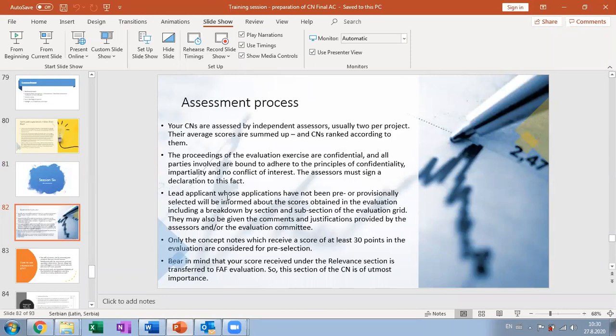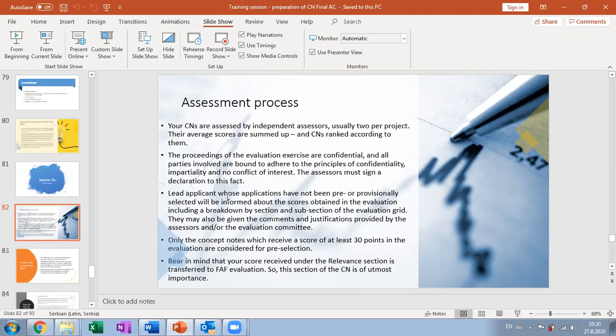We can maybe go to, I can explain to you a little bit how the process goes. In general terms, in principle, concept notes are scored by two independent assessors. Usually it's two per project. And then the average scores are summed up, and then the concept notes are ranked according to these average scores. These proceedings are fully confidential.